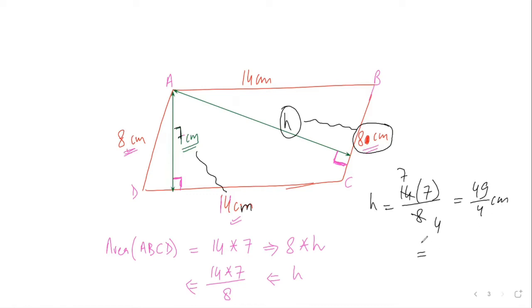You can leave it like this, or if you want to convert this into decimal, it will be 12.25 centimeter. Sarthak, is it correct? So I got 4. No. Have you understood how to do this question? Yes, sir. So 14 into 7 would be equal to 8 into this height h, and therefore the answer would be 12.25. Satya, is it making sense? Yes.